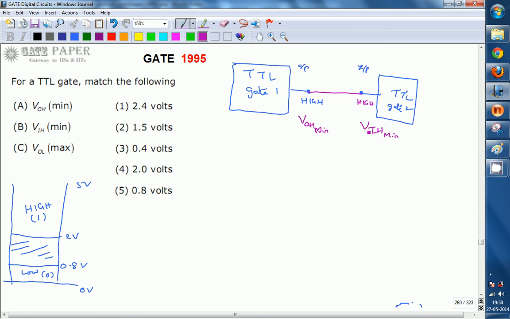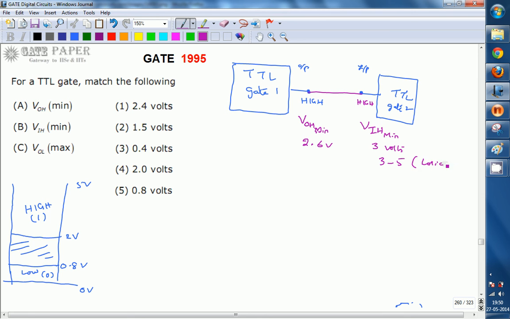For example, suppose VOH is 2.6 volts, and VIH minimum is 3 volts. Can we say that the voltage generated by TTL gate 1, 2.6 volts, which is valid as high level, will be valid at the input of TTL gate 2? For TTL gate 2, VIH minimum is 3 volts, so the logic high level starts from 3 volts, and 3 to 5 volts is the actual acceptable logic high.